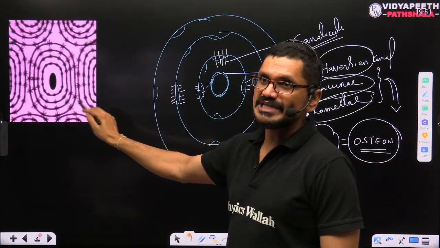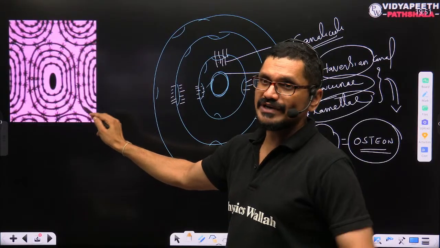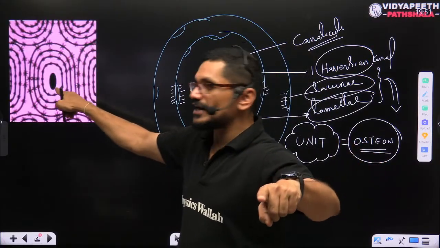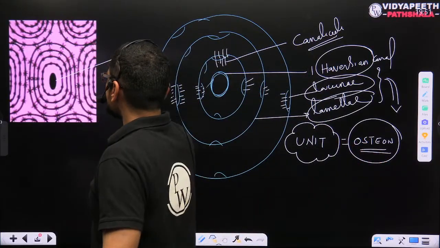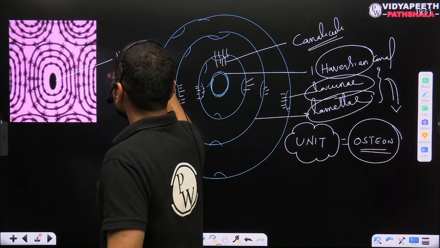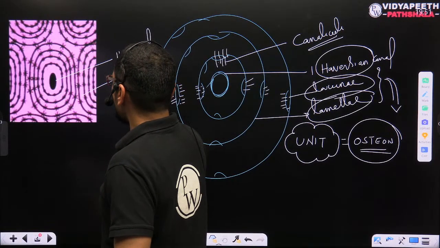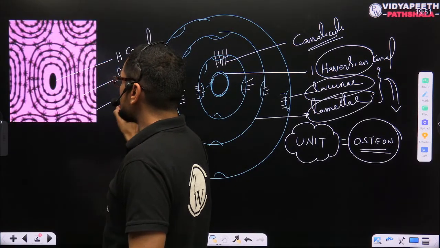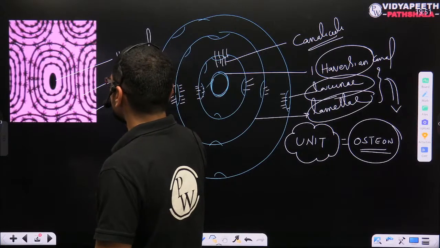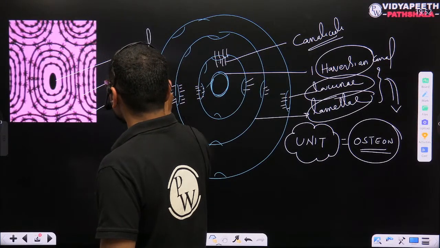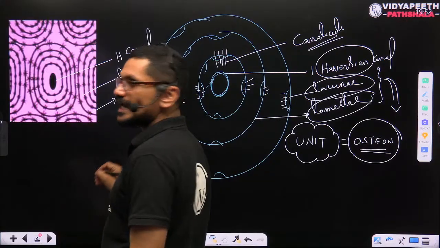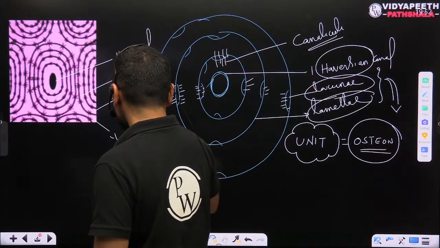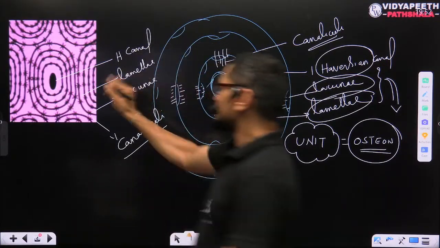See, this is what you can see in this diagram. And now see the diagram which is given in your CBSE textbook. This central one is the Haversian canal. And what are these ring-like structures? These are called lamellae. And what are those small black-colored structures which were given there? Lacunae, L-A-C-U-N-A-E. And what are those small hair-like structures? They are called canaliculi, C-A-N-A-L-I-C-U-L-I. That is the diagram.